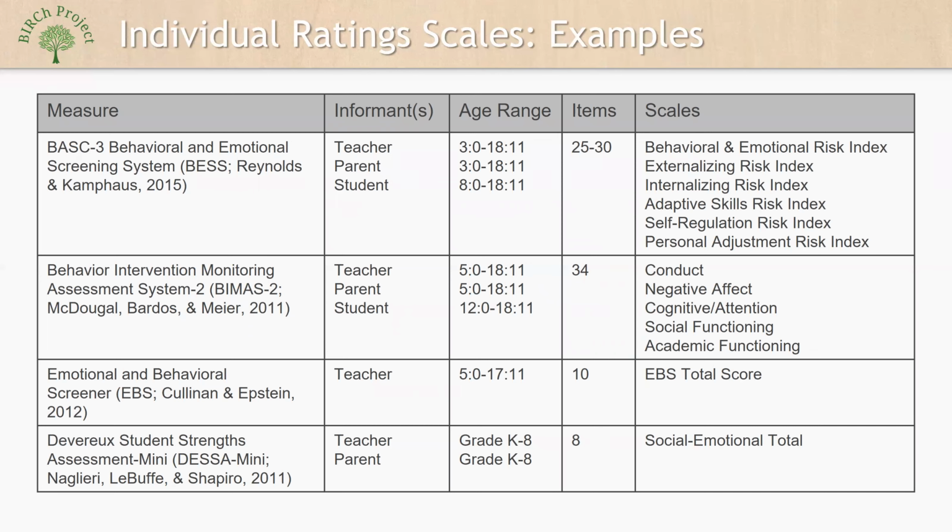On this page, the BASC-3 Behavioral and Emotional Screening System, you can see that it has forms for 3 different informants. It also has forms for different age ranges. And it has numerous subscales to identify different areas that may help you inform intervention. The same is true with the BIMAS. So when you're thinking about which particular screening tool to use, it may be more advantageous if there is the possibility to use multiple informants and have multiple scales which may help you inform intervention.